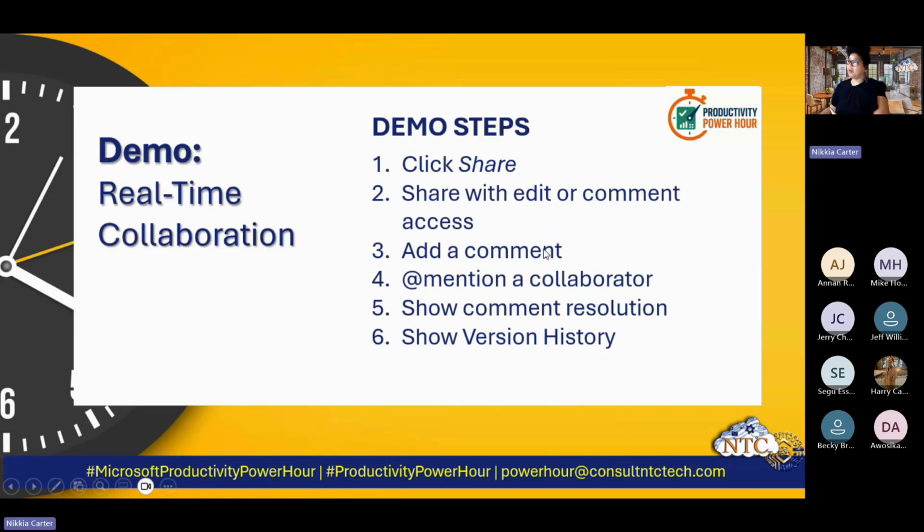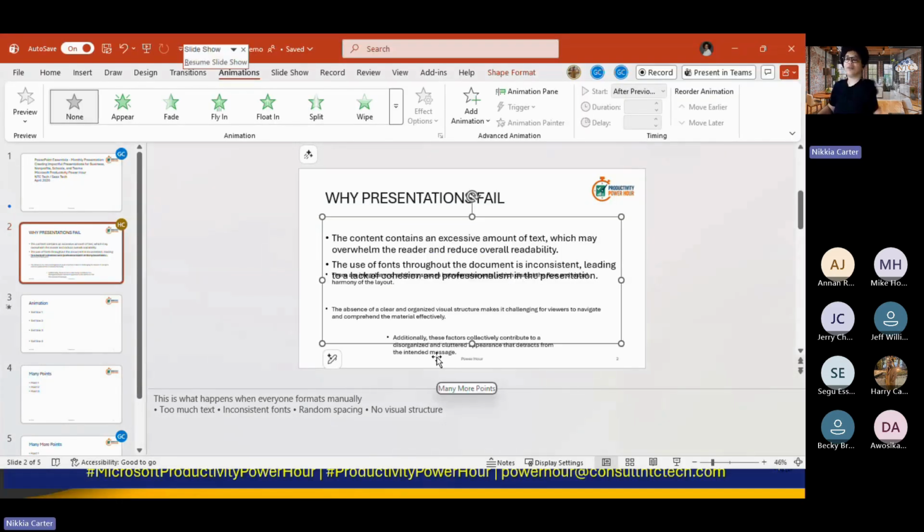Oh, okay. So comments. We talked about sharing with edit access. You can also share with access that doesn't give them the edit ability, only gives them the ability to comment. We'll also look at adding a comment, at mentioning the collaborators in the comment, and then I'll show you the version history. So let me get back to that deck.